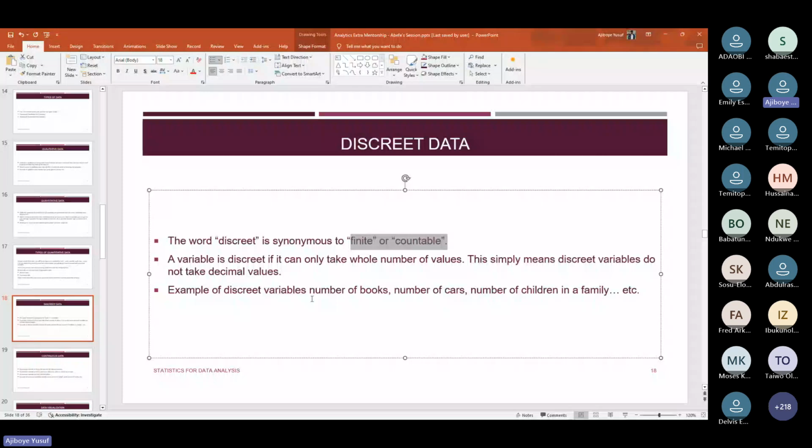Nobody. How many cars do you have? I have 3 cars. I have 4 cars. I have 0 cars. But I cannot have 1.5 cars. It's not possible. So quantitative variables that cannot take decimal values, meaning they have to take whole numbers and they are countable.